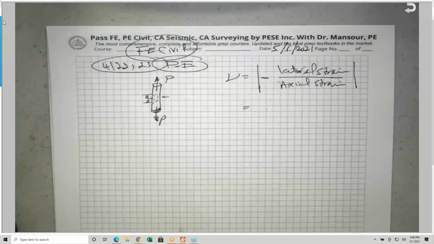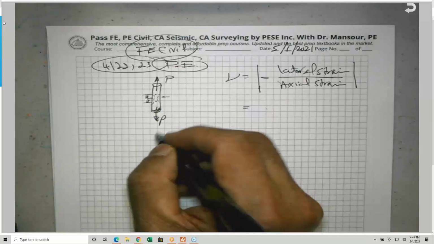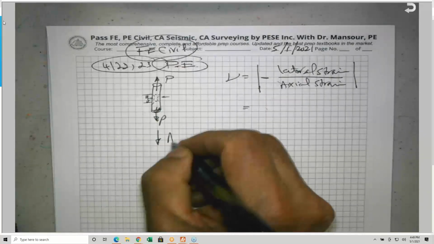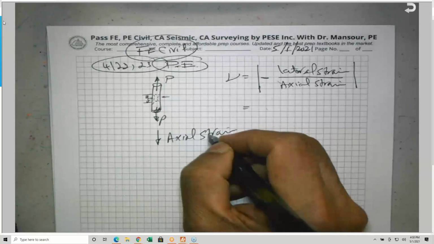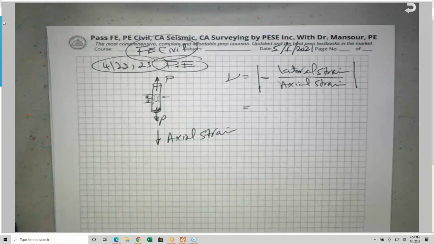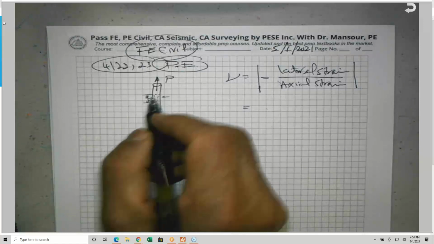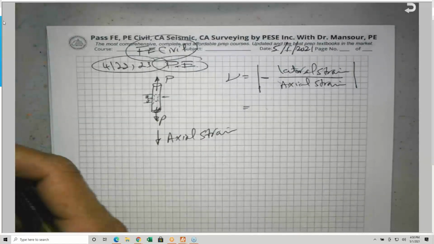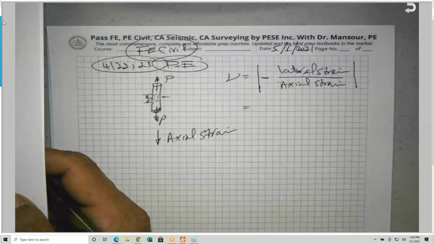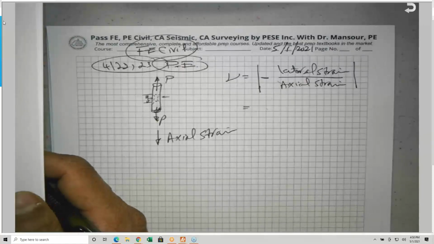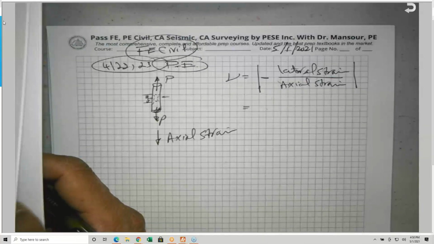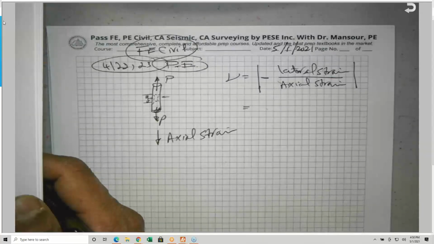So the strain along this, we call it axial strain, and the other strain, which is perpendicular to it, they call it the longitudinal strain, or transverse. Sometimes we call it the transverse, or a longitudinal strain. Let me see what they are using.